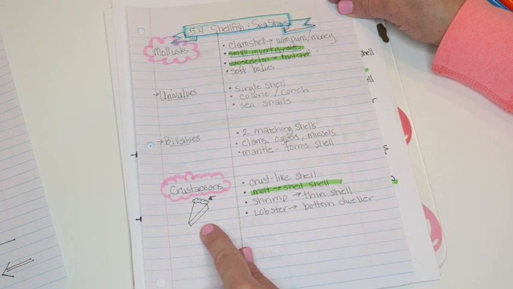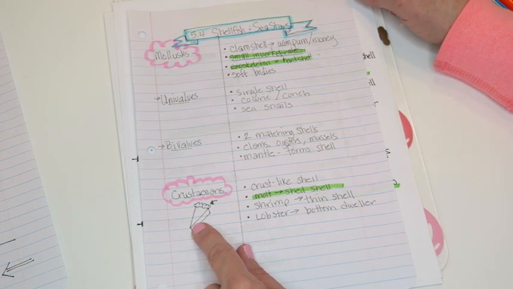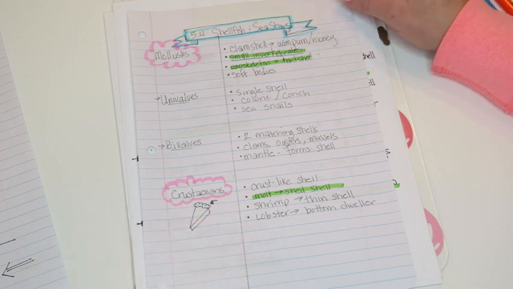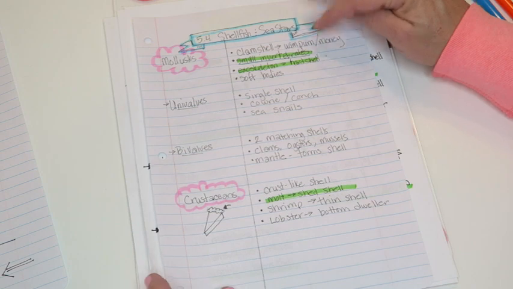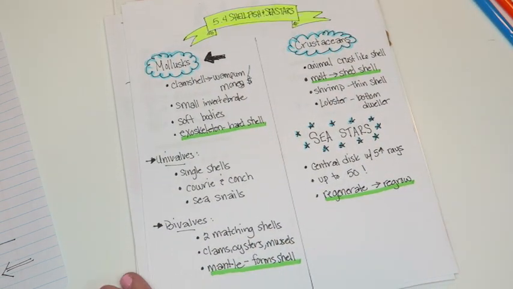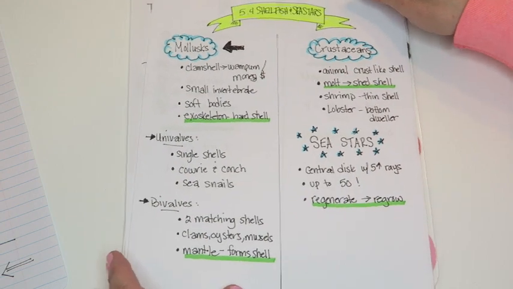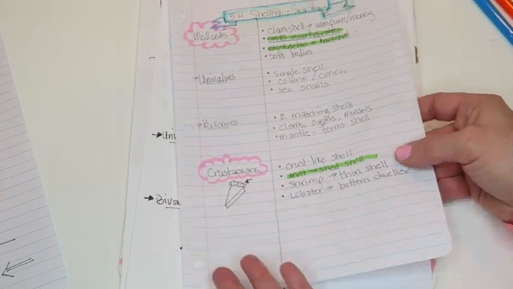Now down here I drew a little picture of a pie crust because that helps me remember that crustaceans have a crust-like shell. So whatever you need to do to make your notes work and make sense for you, and this is just done on regular copy paper. I also have the same exact kind of notes, I'm sorry, this was regular lined paper from a spiral.